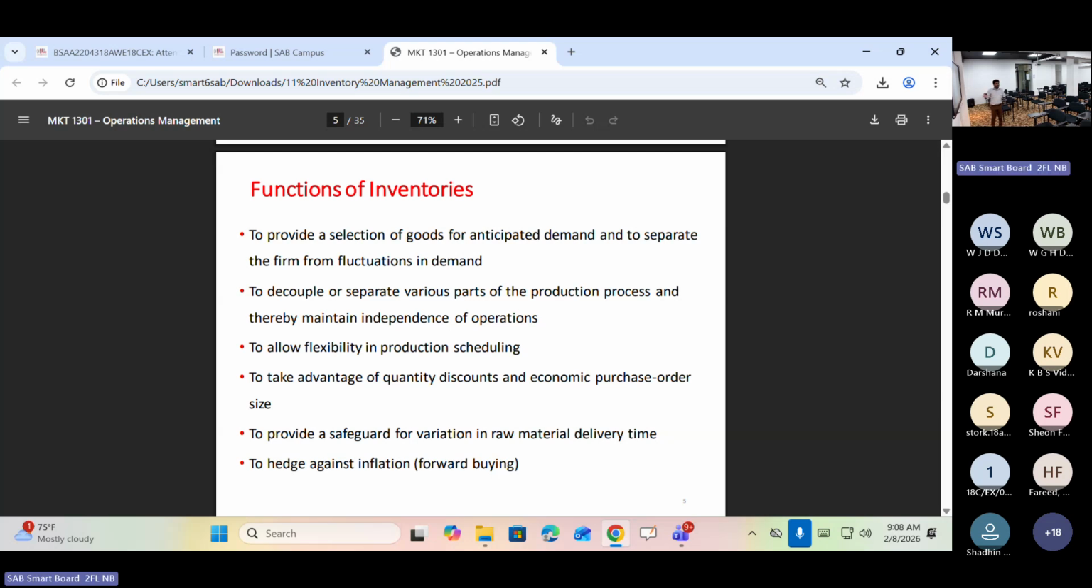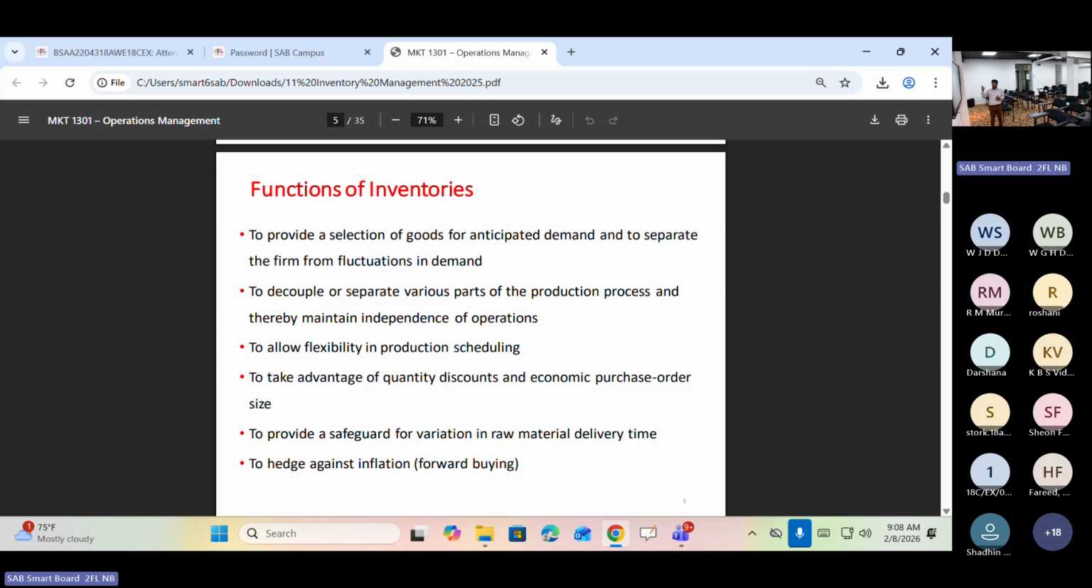So when customers look for products, products should be available. That role is performed by the inventories. Otherwise, what happens? When customers really look for products, if products are not available as inventories, production processes would be pressurized. They will have to start production and complete production and send to the market.